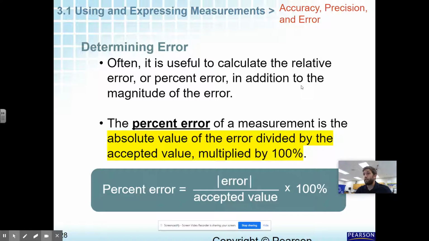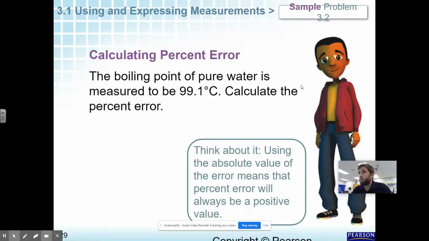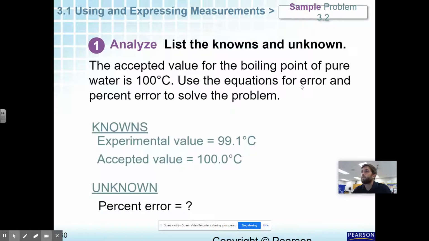That is that. We're going to do a few problems real quick with that. I'm going to transition my camera to my paper. We're going to practice one together. You will have some to practice on your own as well with this video over the weekend. So let's do this one first, though. That's on the screen. The boiling point of pure water is measured to be 99.1 degrees Celsius. So let's calculate the percent error.